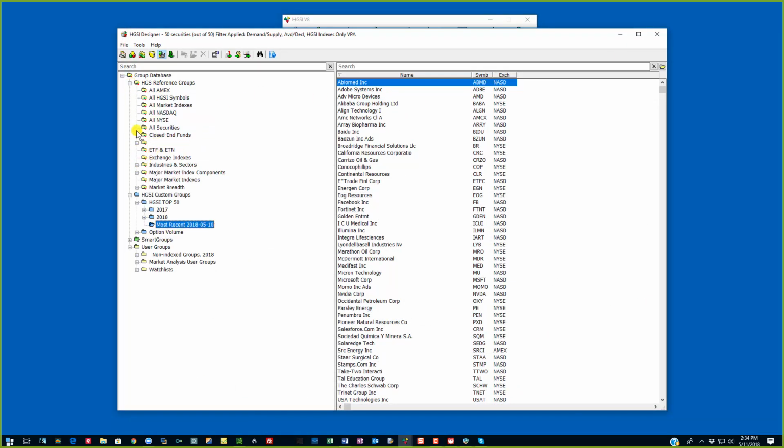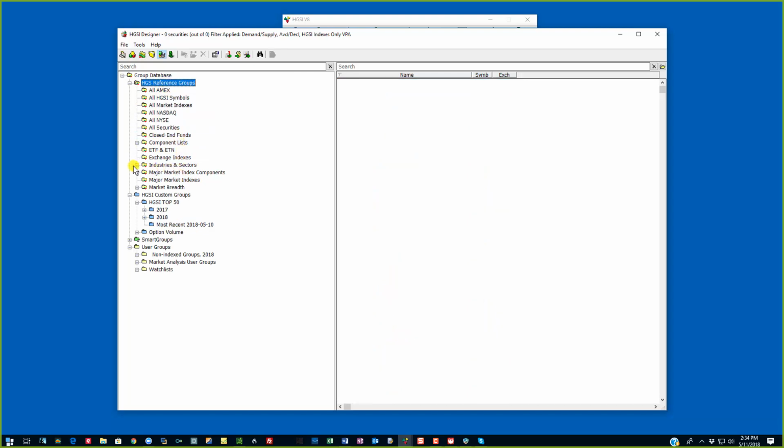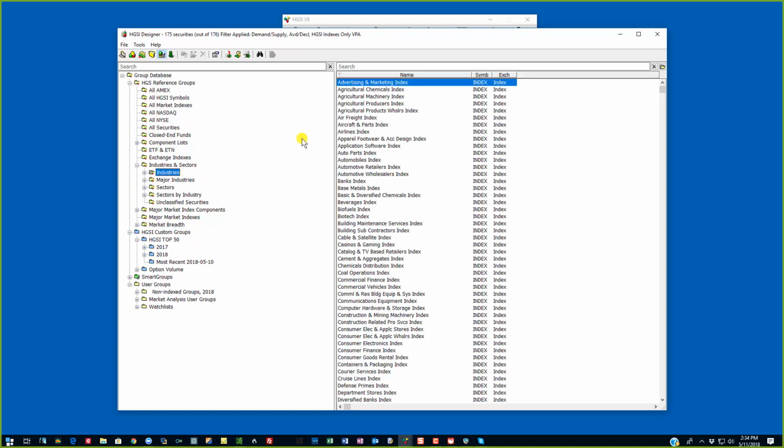I'm going to go into my reference groups. Now, if you don't use HGSI, you probably don't know what the reference groups are, but it's the database for the program. We have reference groups, we have smart groups, which I use a lot, and you'll see that coming up. We have custom groups and also user groups. Right now, what I'm concentrating on is the intraday rotation in the market.